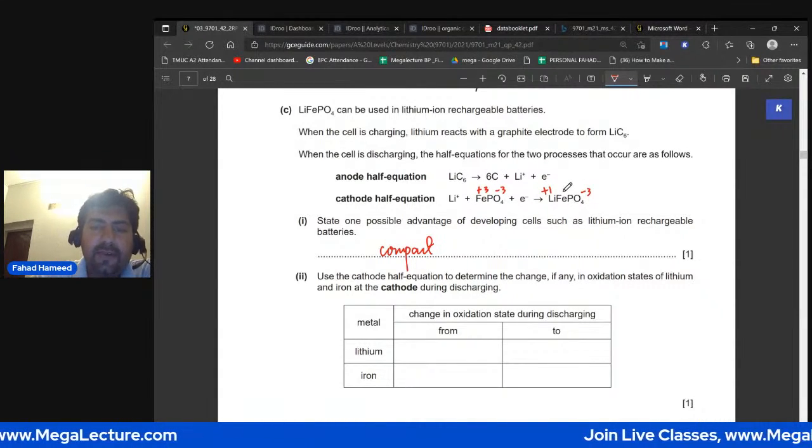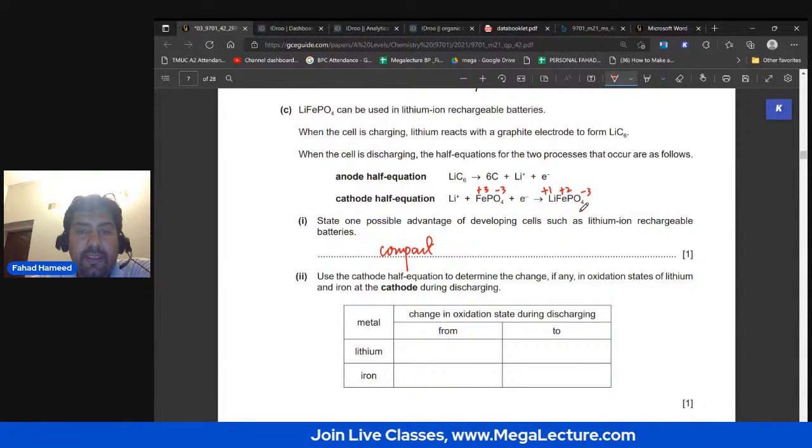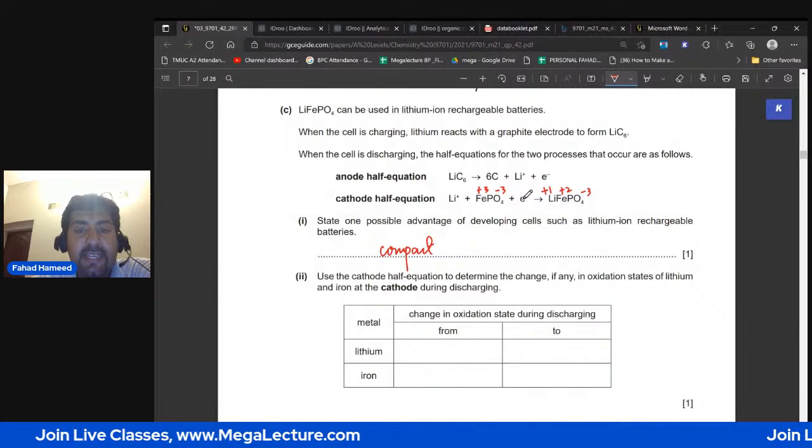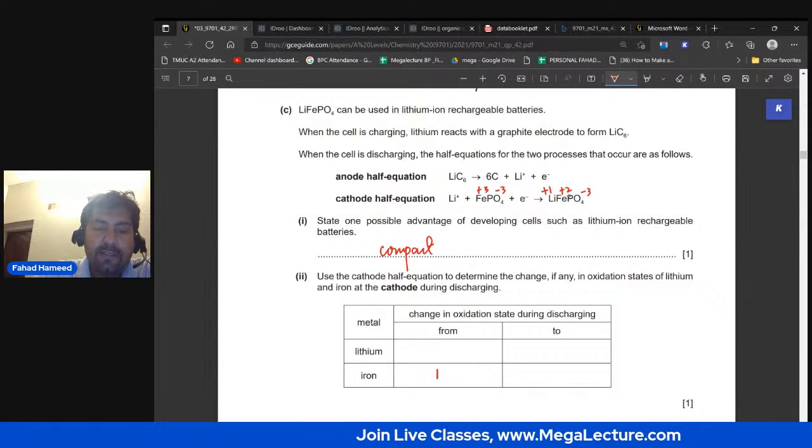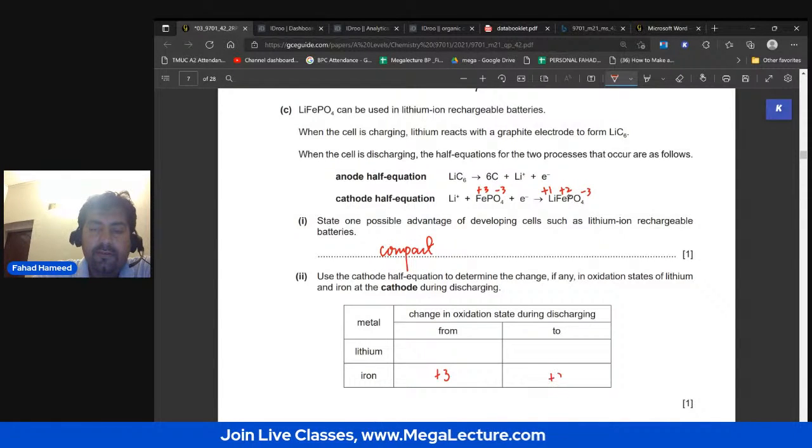Iron would therefore have to be +2 because the overall charge is 0. And also remember, someone is gaining electrons. It's not lithium, it's iron that goes from +3 to +2. So iron is going from +3 to +2.